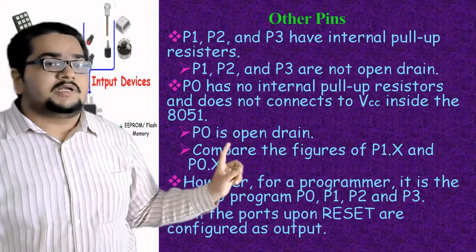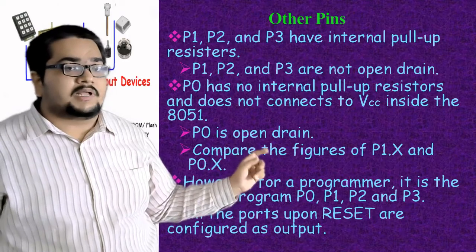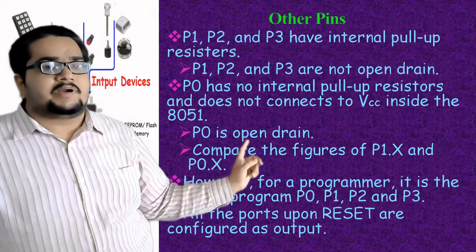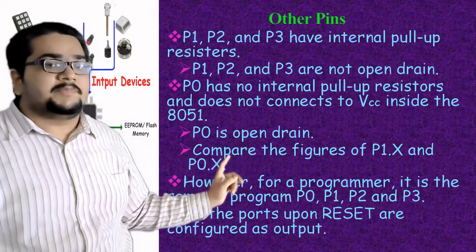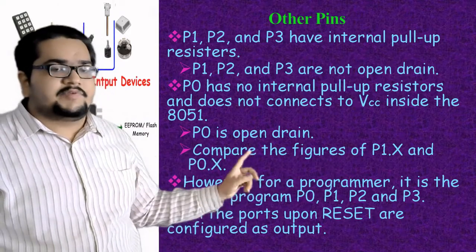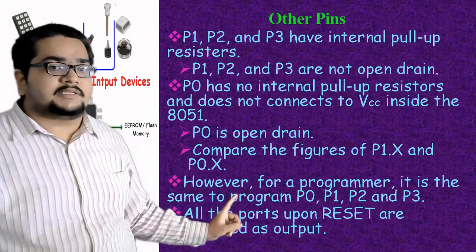Why is it so? Because port 0 is an open drain type of configuration. Open drain or open collector configuration, you have studied already. So open drain is similar to the open collector configuration. Port 0 is an open collector configuration system. Here we will compare P1.X and P0.X, and see how that open drain thing is there, and what difference there is between these two.